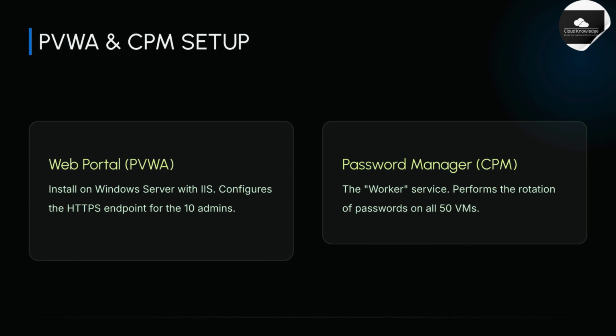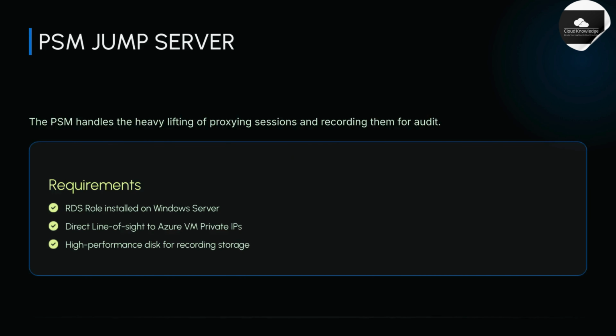The PVWA and CPM setup involve installing the PVWA on a Windows server with IIS, configuring the HTTPS endpoint. The CPM, the worker service, performs password rotation on the 50 VMs. The PSM jump server is vital for proxying and recording sessions for audit. Key requirements include the RDS role, direct line of sight to Azure VM private IPs, and high-performance disk storage.